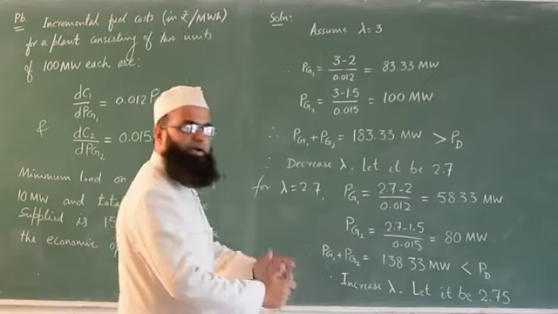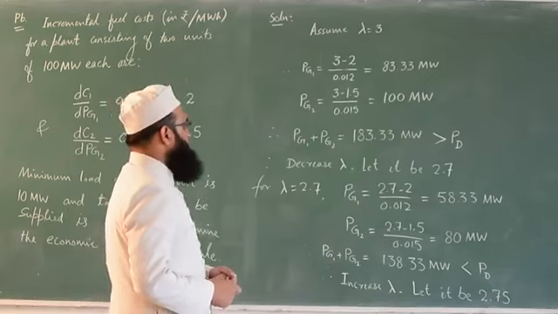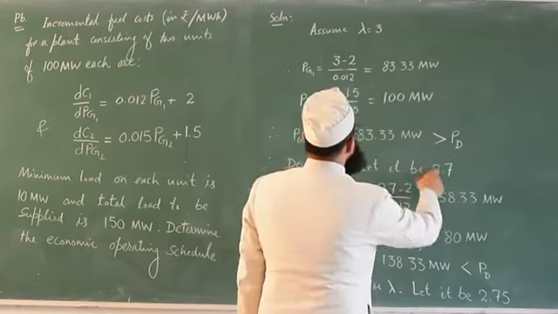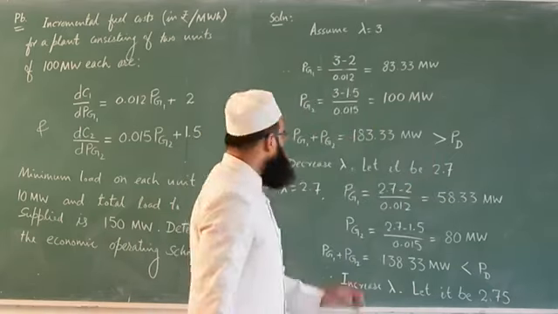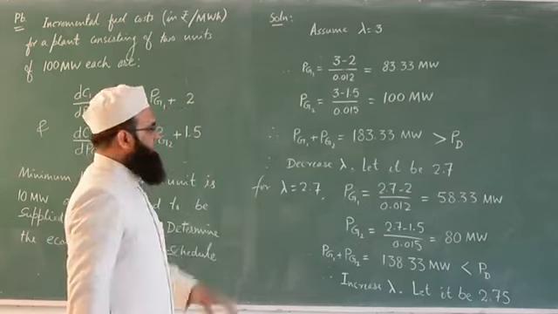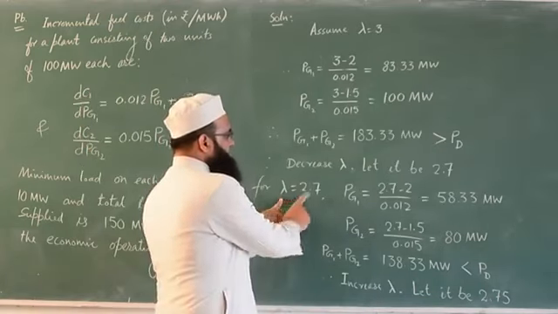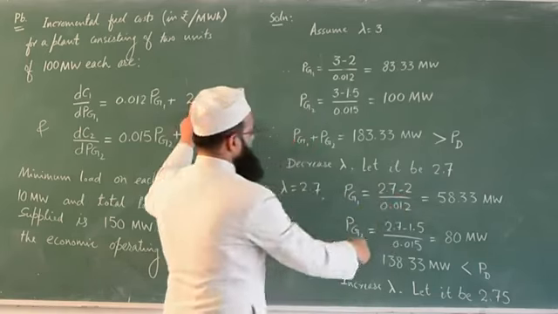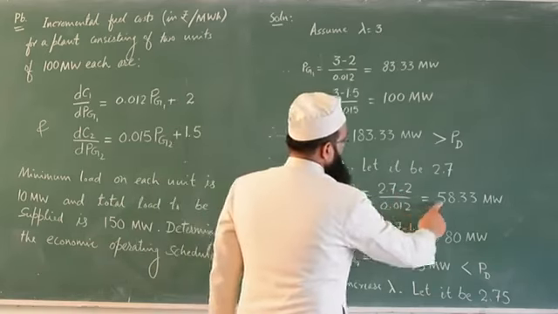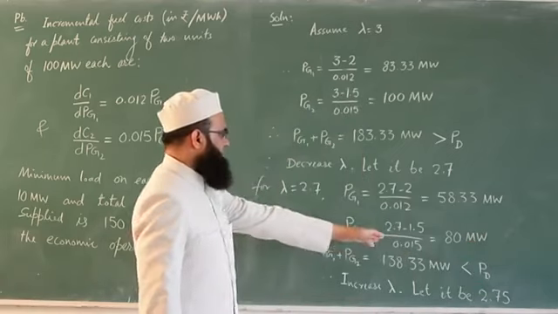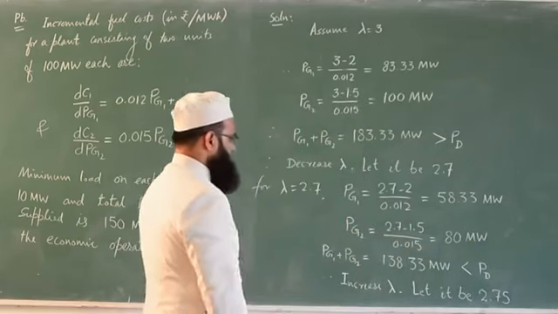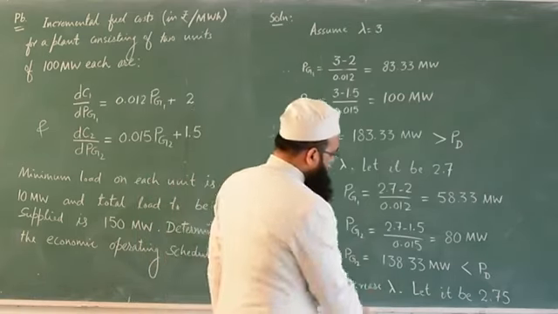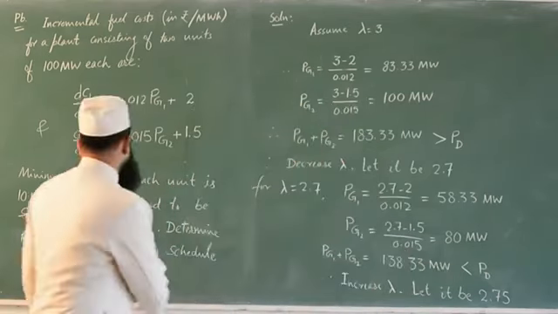It means we are generating more than the demand. So decrease lambda. Let it be lesser than 3, that is 2.7. Obviously, it should be greater than 2 at any cost. For lambda 2.7, using the same equation, Pg1 will be 2.7 minus 2, this intercept, upon 0.012, and Pg2 will be 80 megawatt. This time the sum of total generations from the two generating units comes out to be lesser than the demand, that is 150 megawatt.